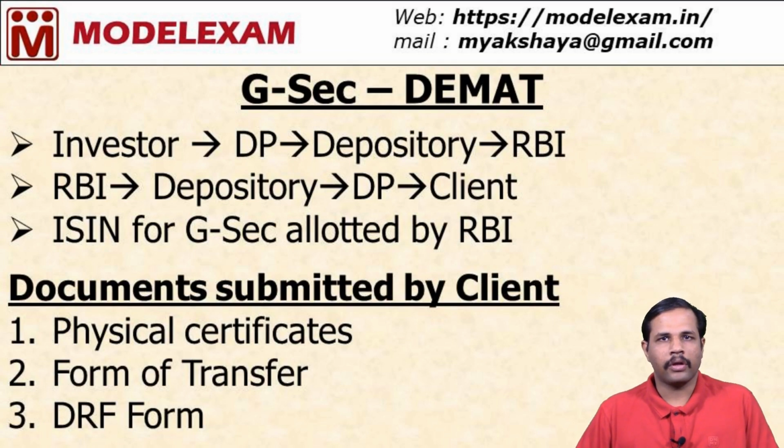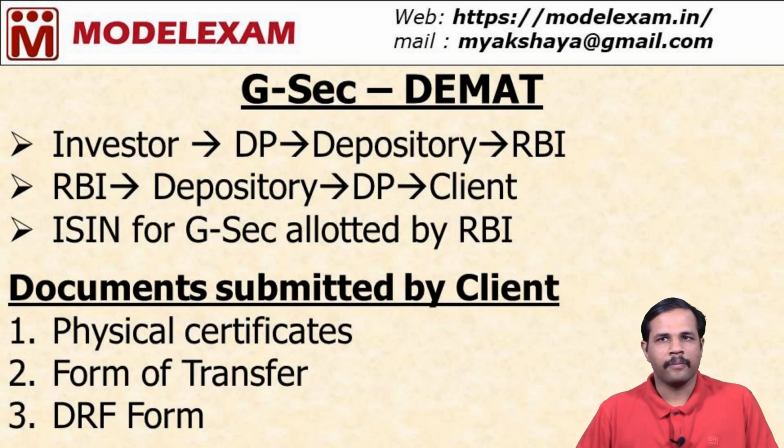Dematerialization of government securities. See here, the documents required for dematerialization of government securities. Actually, we need physical certificates of GSEC, the form of transfer prescribed by RBI, and the DRF form, the demat request form. This form shall be given by the depository participant, and each depository has its own format, with some slight variations. So these are the documents required for demat of government securities.